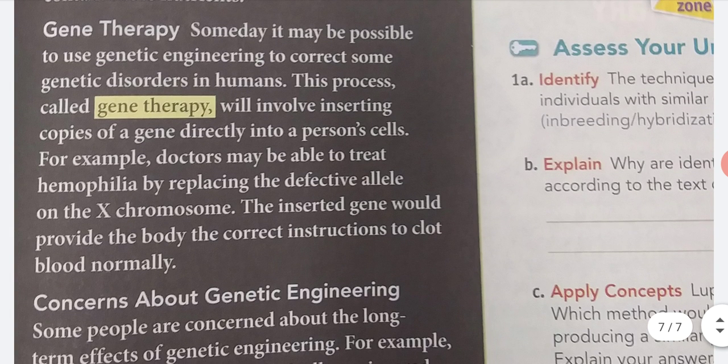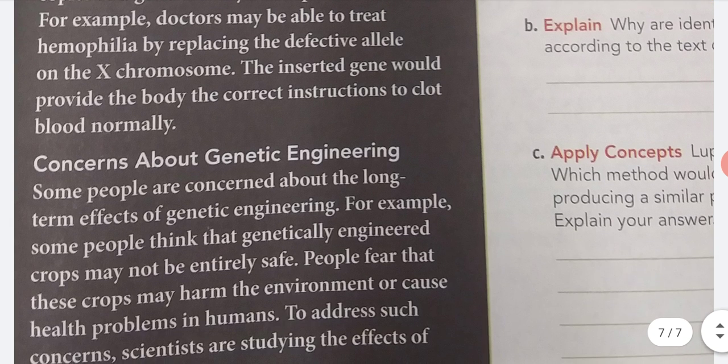Gene therapy. Someday, it may be possible to use genetic engineering to correct some genetic disorders in humans. This process, called gene therapy, will involve inserting copies of a gene directly into a person's cells. For example, doctors may be able to treat hemophilia by replacing the defective allele on the X chromosome. The inserted gene would provide the body the correct instructions to clot blood normally.